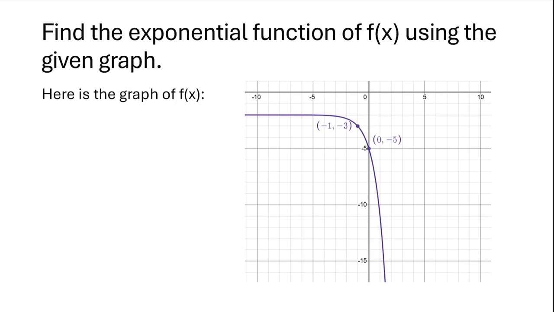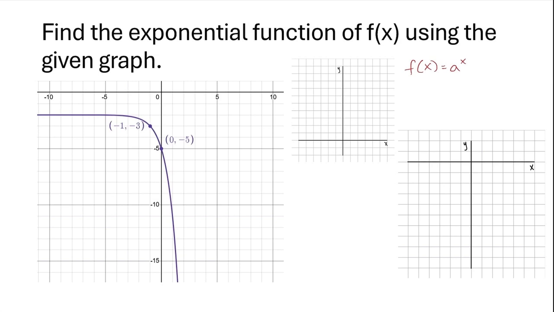We basically want to turn our base graph into our example function using the transformations we have discussed before. As a reminder, our base function is f of x equals a to the x, and it has a graph that looks something like this, passing through the point 0, 1.